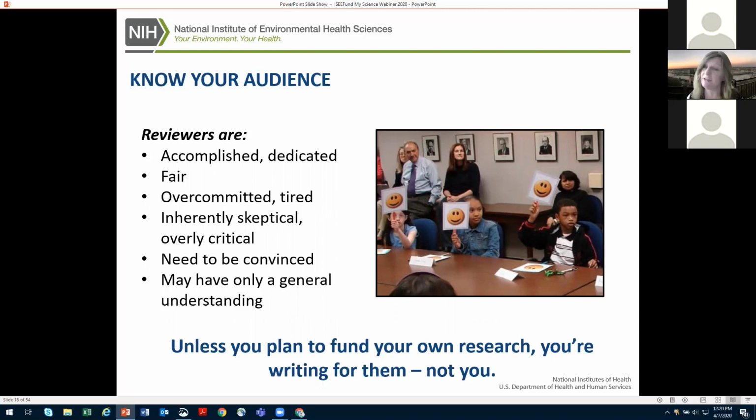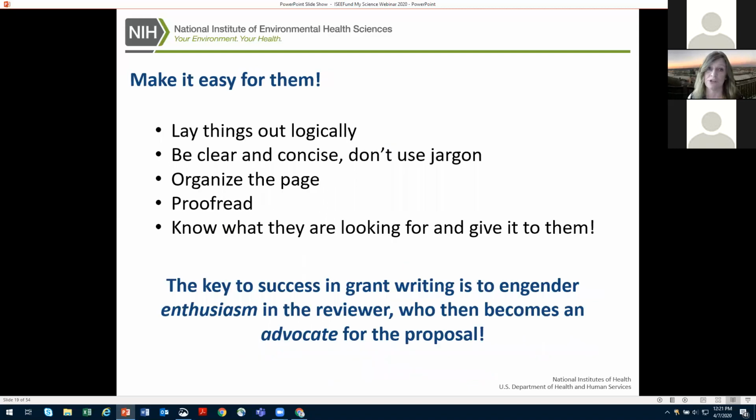So unless you plan to fund your own research, we suggest you find out who your reviewers are and you write for them and not for yourself. So make it easy for them. Lay things out really logically. Be clear and concise.